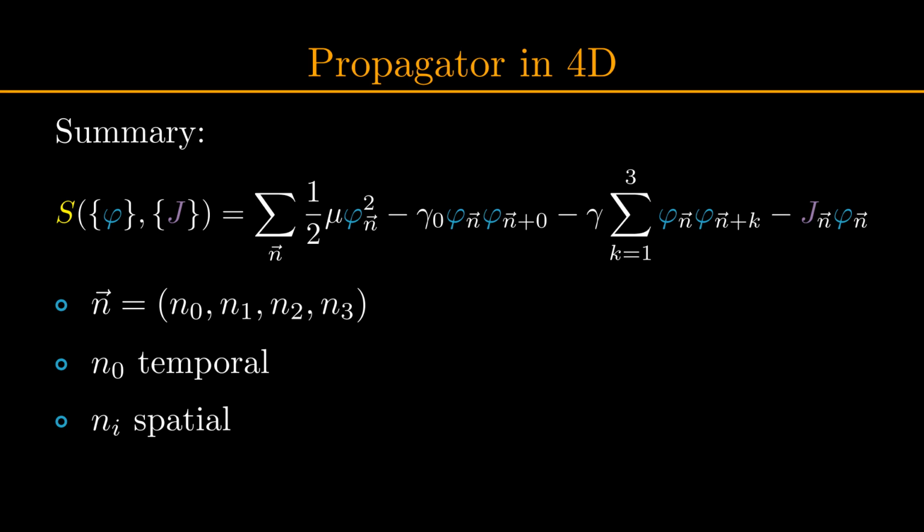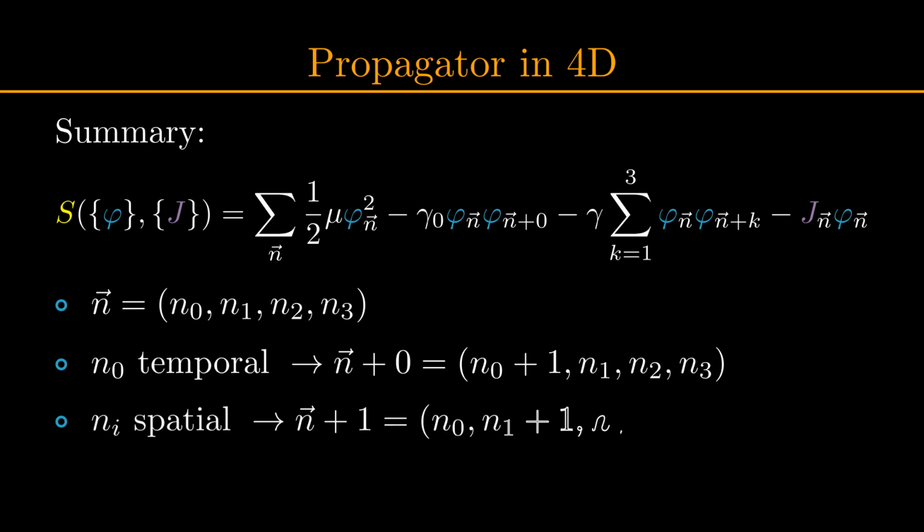Note that if I write vector n plus 0, I mean the same vector n, but where the 0th component of n gains a plus 1. The same for vector n plus 1, 2 or 3.